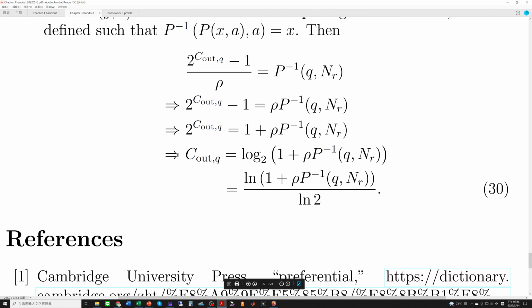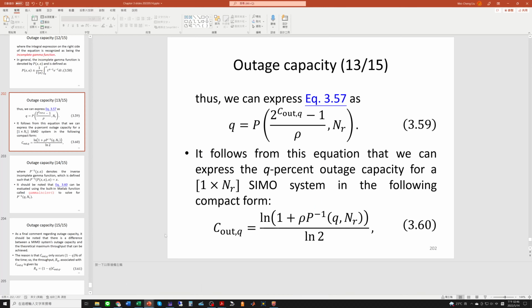So C_out,Q is equal to log2 of (1 + ρ times P⁻¹(Q, R)), and this is equal to the natural log of (1 + ρ times P⁻¹(Q, R)) over natural log 2. This completes the solution to this problem. Let us go back to the slides of chapter 3.